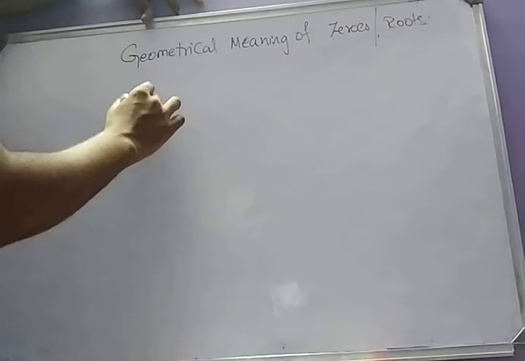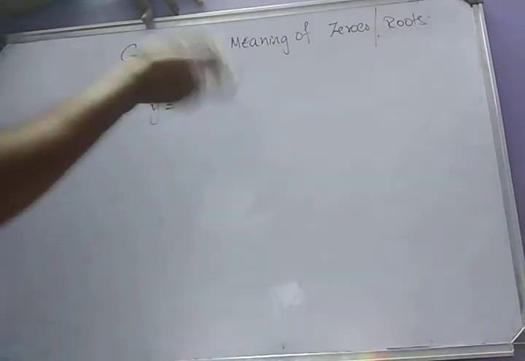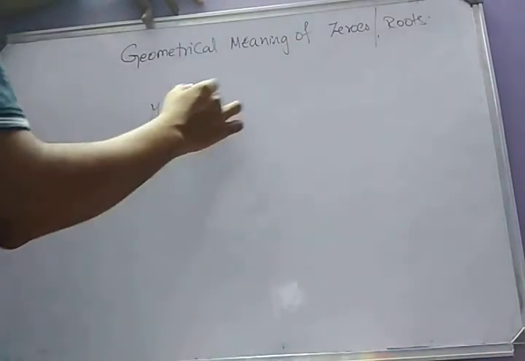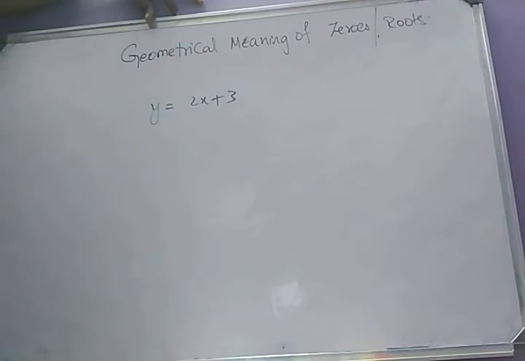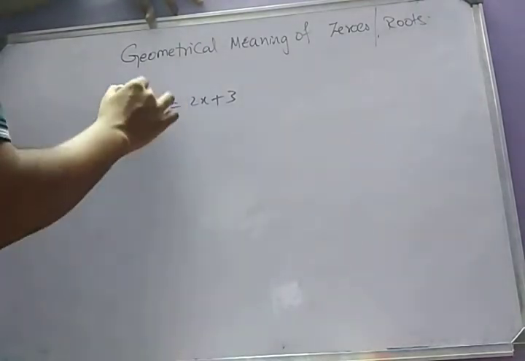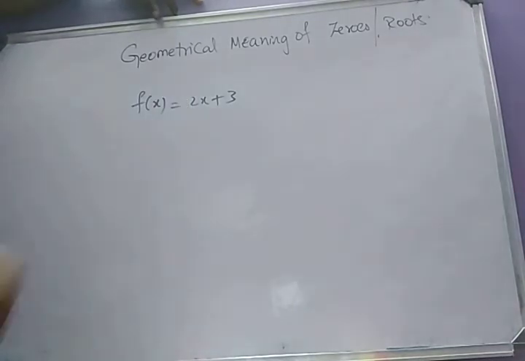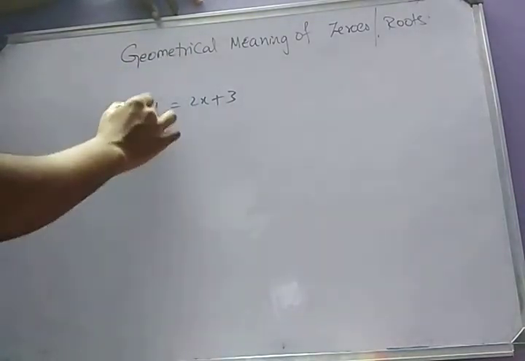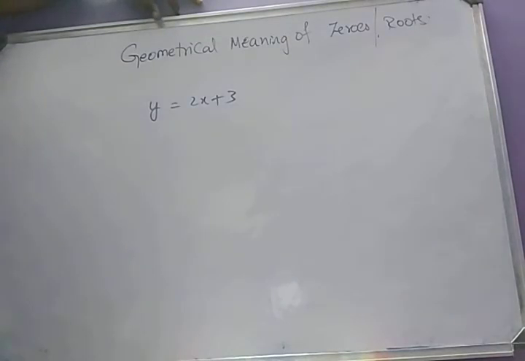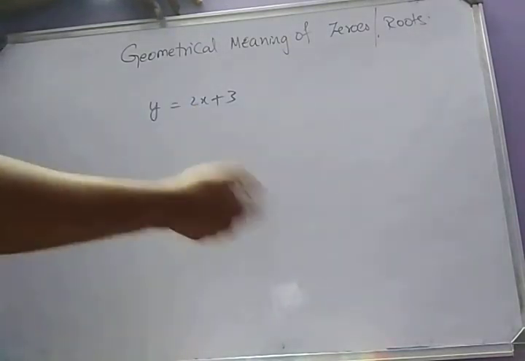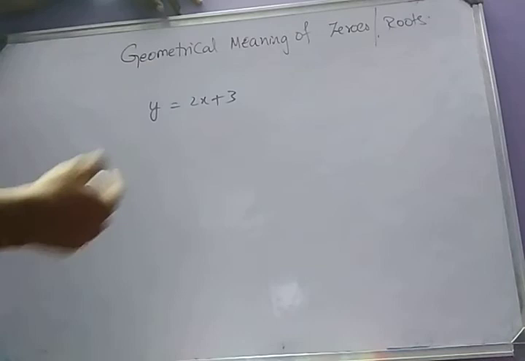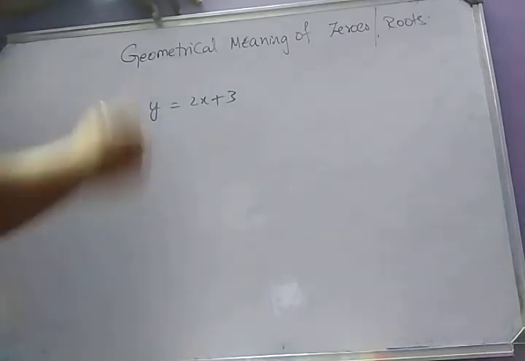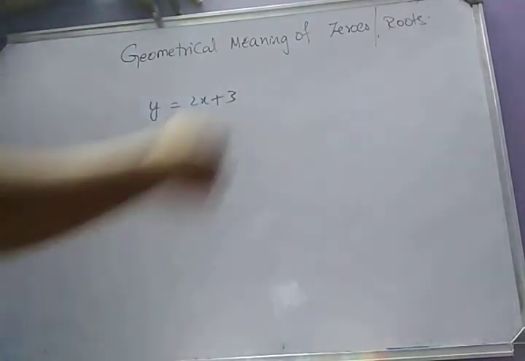For example, if you have a polynomial called 2x plus 3, which is a linear polynomial, you can call it f of x. Instead of f of x, we can also take it as y. So y is equal to 2x plus 3. We know how to plot this on graph paper, and if you plot it, certainly you will get a straight line, correct? The graph of y is equal to 2x plus 3 is a straight line.